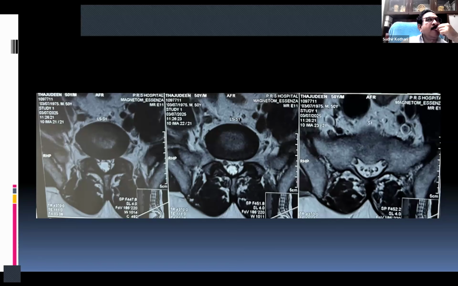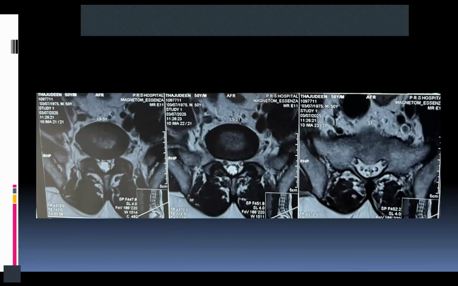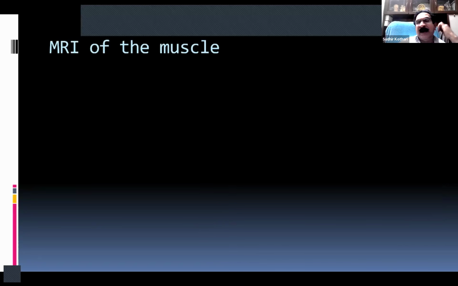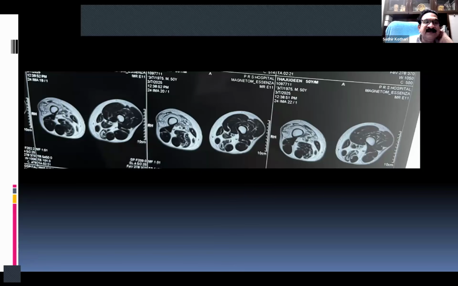EMG? Plexus MRI. Pardon? Plexus MRI. Plexus was also screened, and that is normal. And the radiologist, curiously, took an MRI of the muscle, though I did not ask for it. We showed the affection was there on the opposite side also.